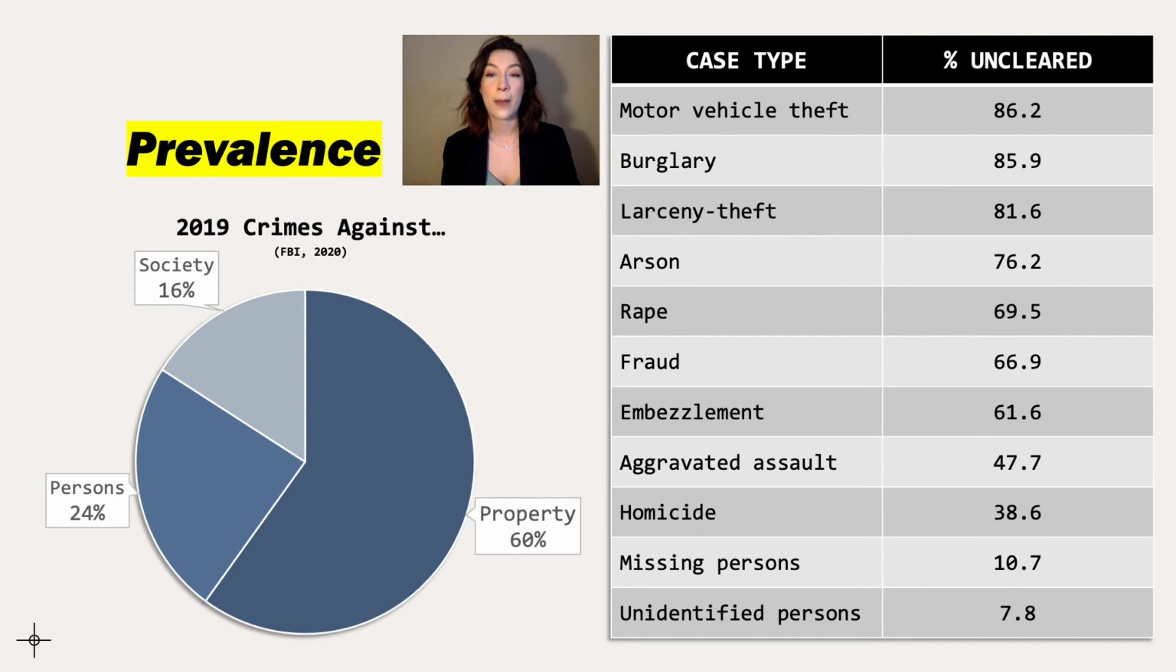These figures show that most violent and property crimes are unsolved. The crimes that were cleared least often were motor vehicle theft and burglary, while unidentified and missing persons cases, as well as murder, were actually cleared most often.